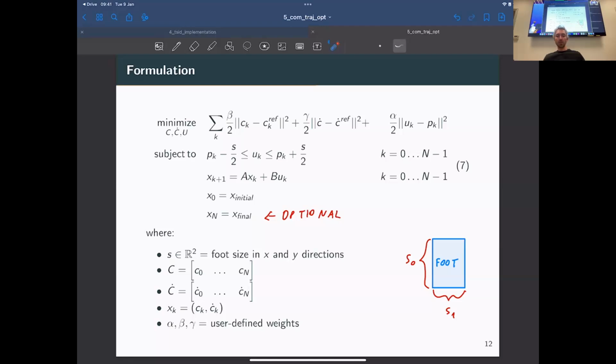Yeah, but is it convex? Is it linear? Is it quadratic? Is it a semi-definite program? Yeah, it's a QP. So it's the same kind of problem that we used for TSID. So we can solve it with a QP solver if we wanted to, which makes it even more efficient to compute.